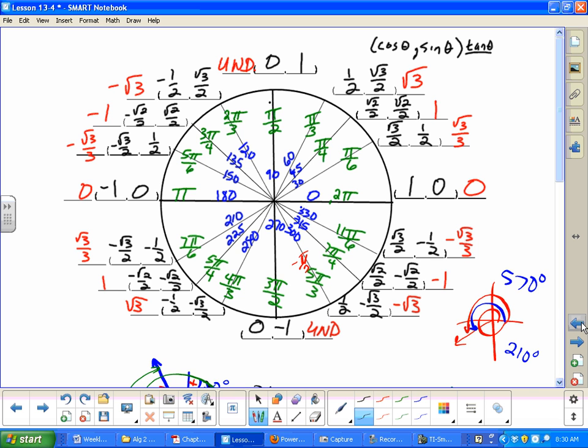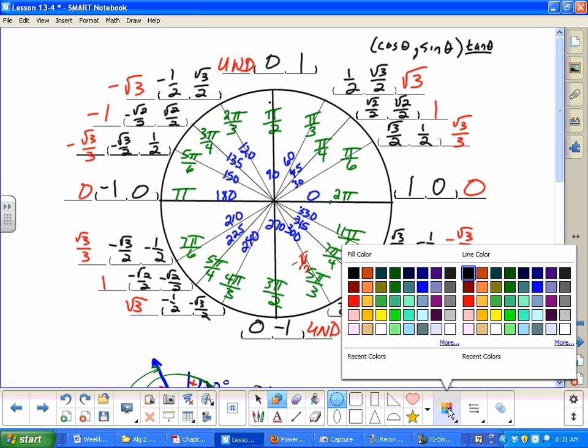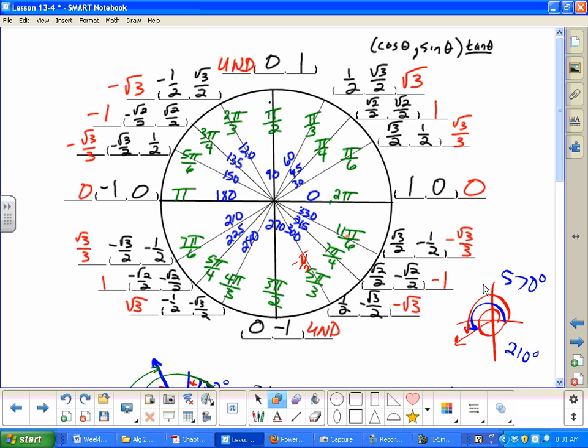When we're talking about cosine, we're talking about x, right? So x is positive, so we know it's got to be on the right-hand side of the y-axis. So we get 11 pi over 6. Here at 11 pi over 6, we get positive square root of 3 over 2. And at pi over 6, right?